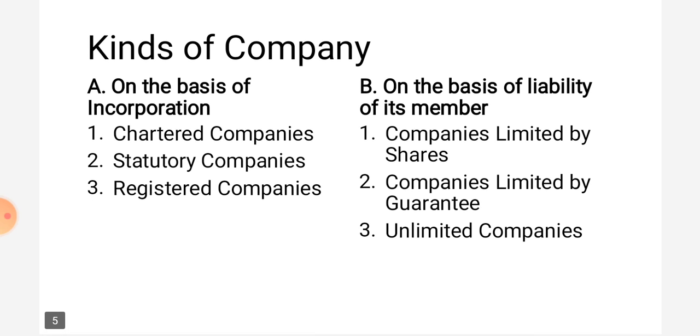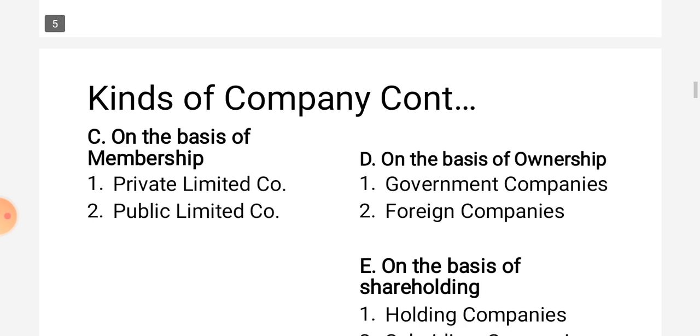Now, there are many kinds of companies. First one, A, that is on the basis of incorporation or registration. There are three types, that is chartered companies, statutory companies, third registered companies. On the basis of liability of its members, again there are three types, that is companies limited by shares, companies limited by guarantee, and third one is unlimited companies.